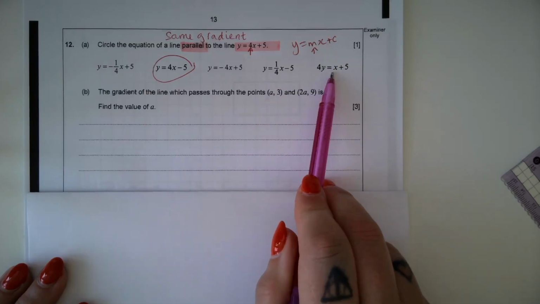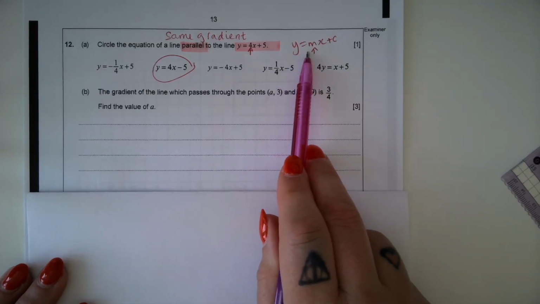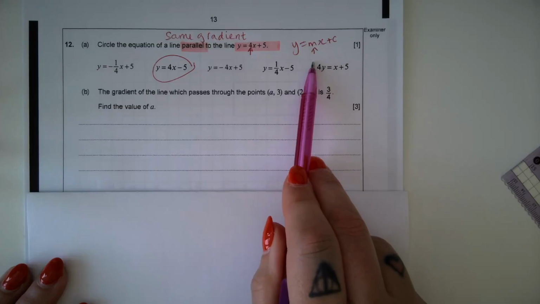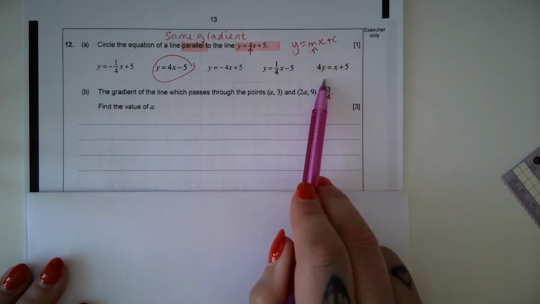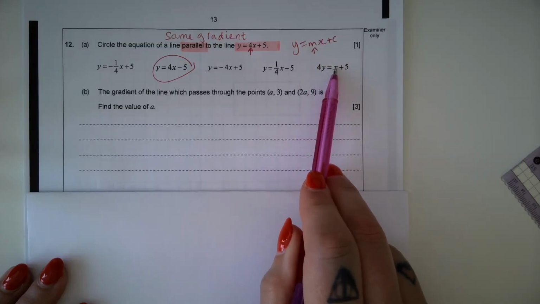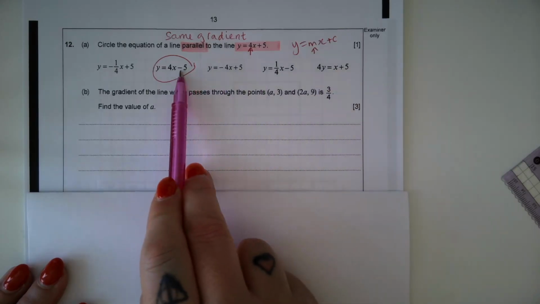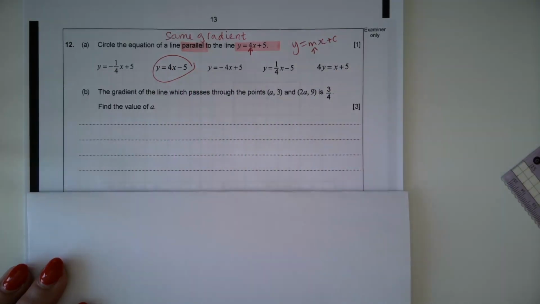Now this one is a little bit trickier. We need it to be y equals mx plus c. So I would have to divide by 4 to isolate that y. So when I divide by 4, that's going to be x over 4. So that's going to have a gradient of 1/4. So it's definitely this one.